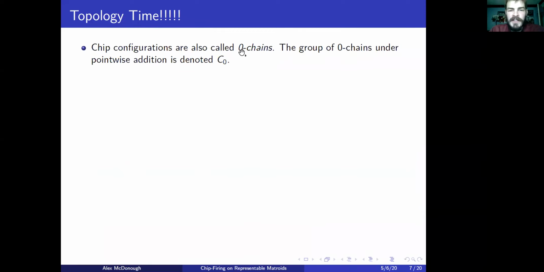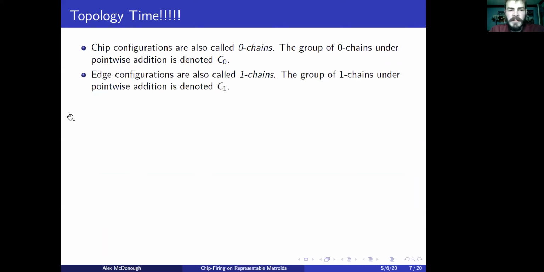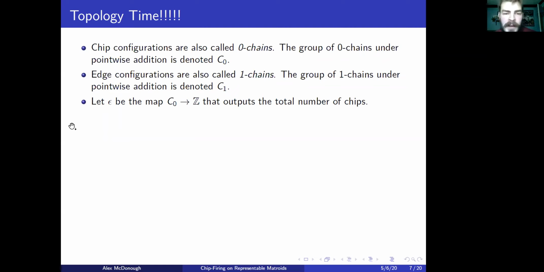So chip configurations are also called 0 chains. And the group of 0 chains under pointwise addition is denoted C0. Similarly, edge configurations are called 1 chains, and the group of them is C1. And if we have epsilon be the map from C0 to the integers that outputs the total number of chips, then the kernel of epsilon is going to be exactly the group of cyclic chip configurations, because it's the group of configurations that have a total of 0 chips.